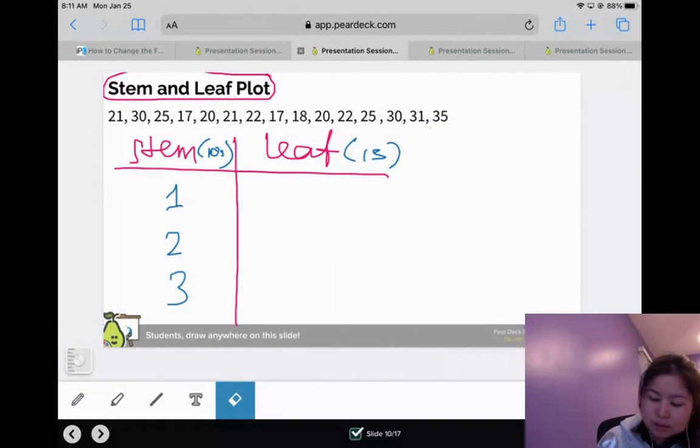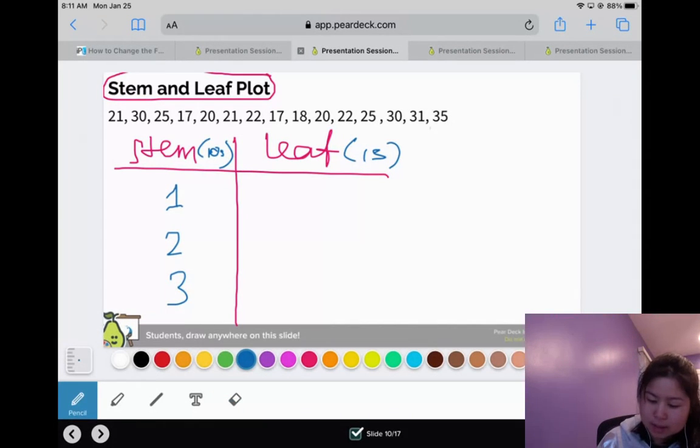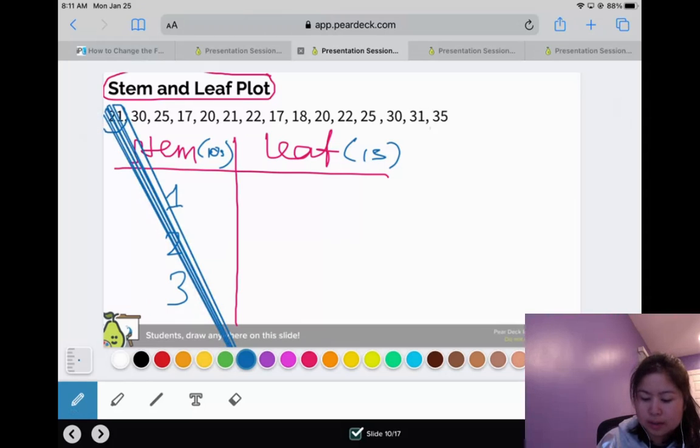Okay. So 21, this is the one that I think some will make a lot of mistakes on, is that you actually write out the same value. So this is 21.